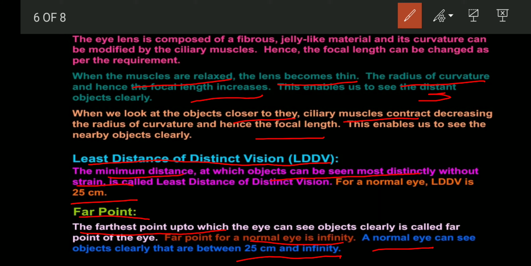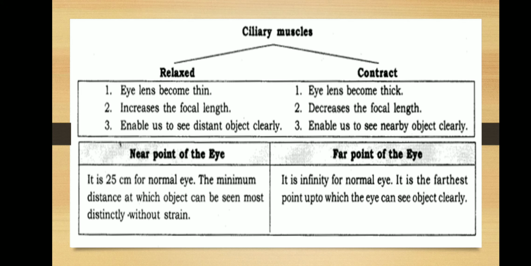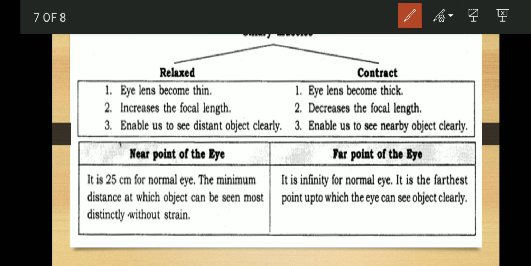Now let's summarize it. That is ciliary muscles. When they are relaxed, then the eye lens becomes thin and the focal length increases, and hence we are able to see far off objects clearly. And when the ciliary muscles contract, the eye lens becomes thick and it decreases the focal length, and hence we are able to see the nearby objects clearly. And the near point for the human eye is 25 cm and the far off point for human eye is infinity. So, the range for human eye is from 25 cm to infinity.